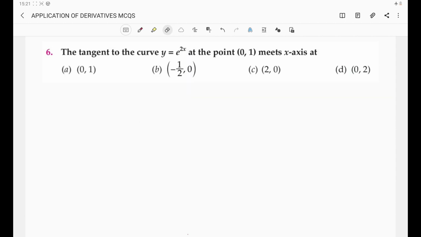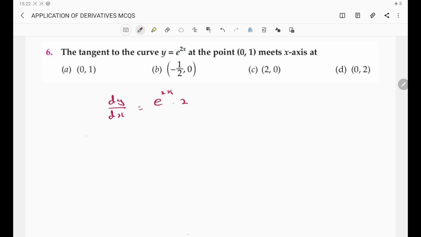Question number 6. The tangent to the curve y is equal to e to the power of 2x at the point (0, 1) meets the x axis at. So let us find out where the tangent to this curve, which is drawn at the point (0, 1), meets the x axis. So let us find dy by dx. dy by dx is given by e to the power of 2x into the derivative of 2x, which is 2.